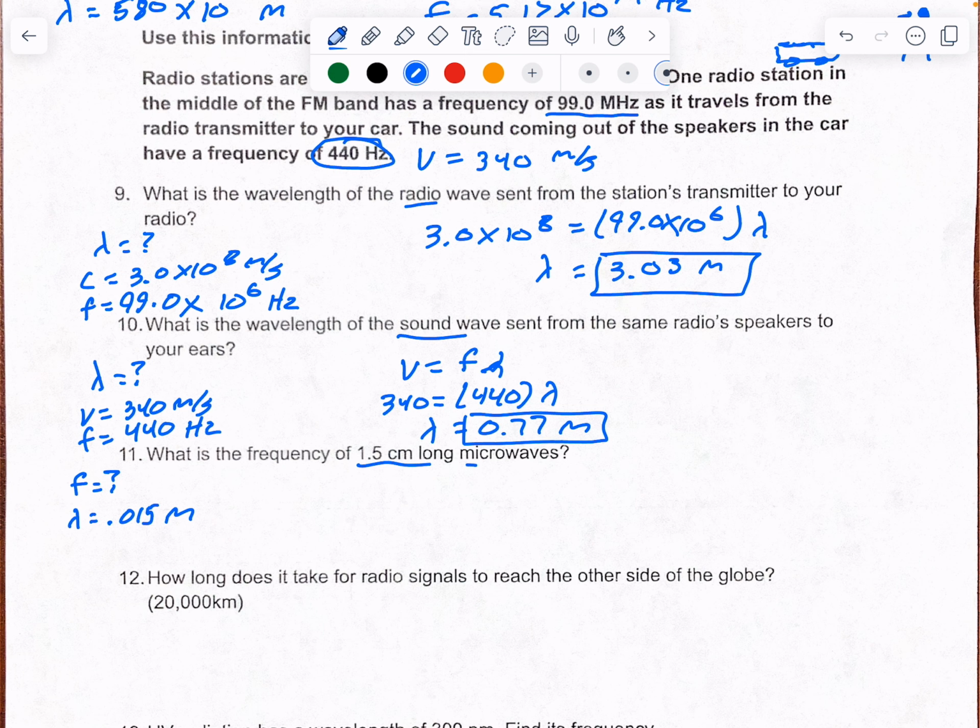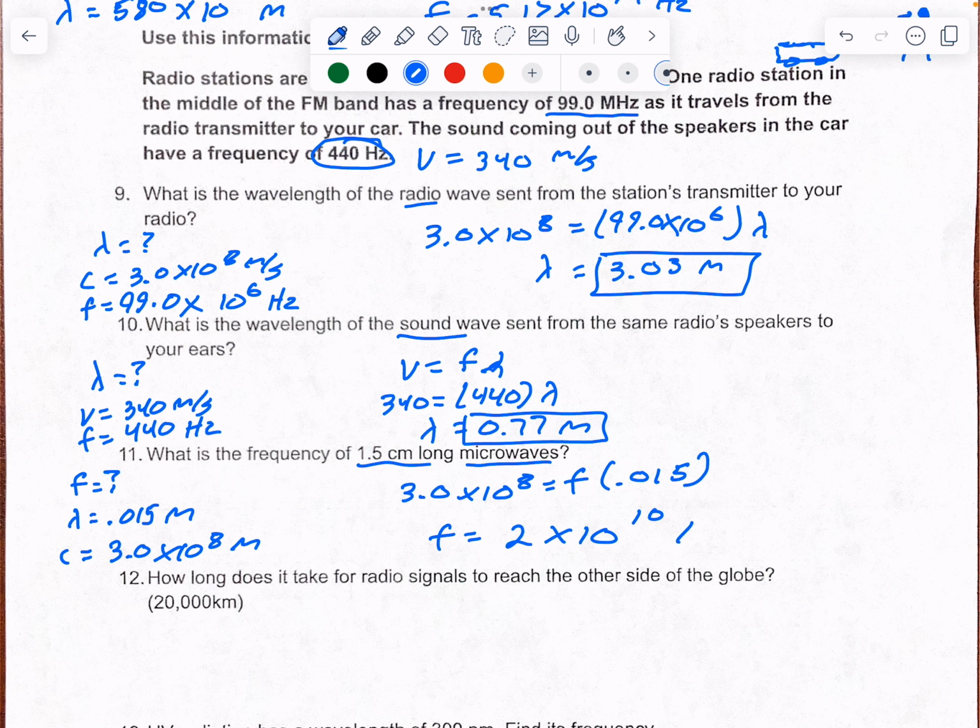And we're dealing with microwave, so microwave is electromagnetic, so that means we're dealing with C equals 3.0 times 10 to the 8th. So we're going to plug in, so 3.0 times 10 to the 8th equals my frequency, I don't know, and wavelength is 0.015. Okay, so divide both sides by 0.015, and you get a frequency of 2 times 10 to the 10th hertz.